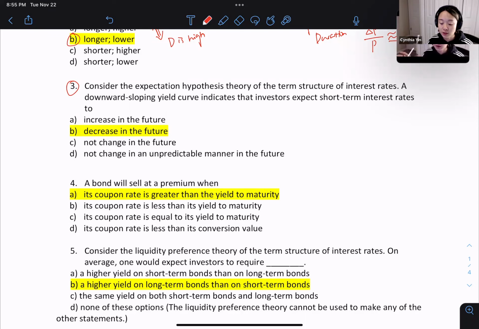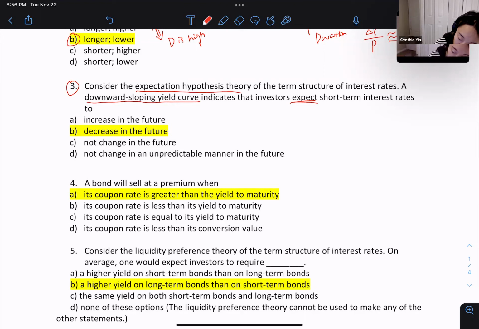But as I showed you in the practice questions in class, you have to know the intuition, the definition, or the basic idea behind those three different theories. Something like this. This question 3 is another example, very similar to what I gave you in class. Let's see. Expectation hypothesis theory of the term structure of interest rate. A downward sloping yield curve indicates the investor expects short-term interest rate to decrease, increase, or no change.